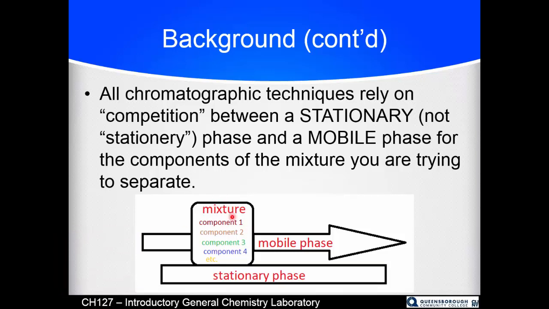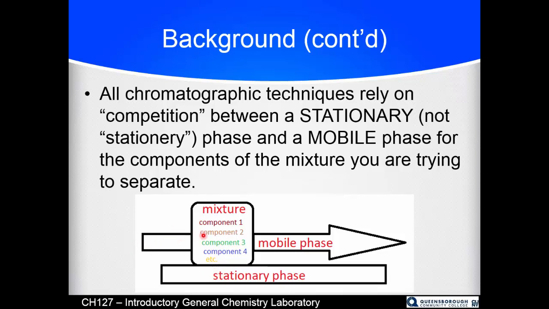Okay, you have a mixture which has a variety of components, and you put it on or in a stationary phase. Stationary with an A, not an E, meaning not moving. Stationary with an E is letter writing materials. So stationary phase is not moving, and you put your mixture onto that stationary phase.